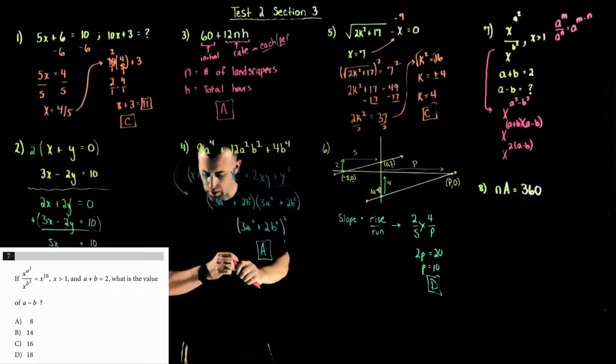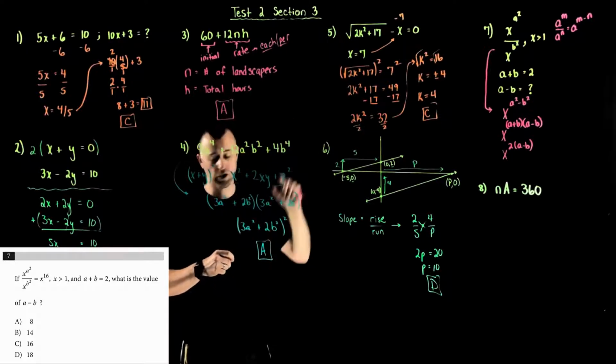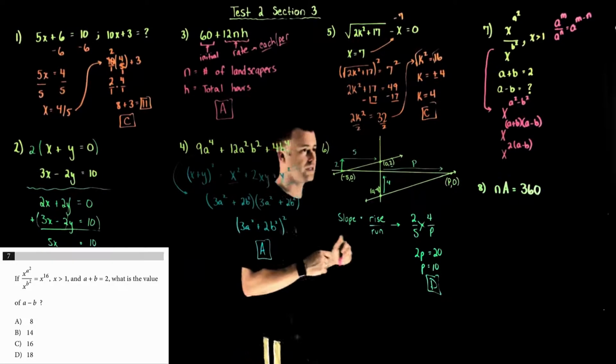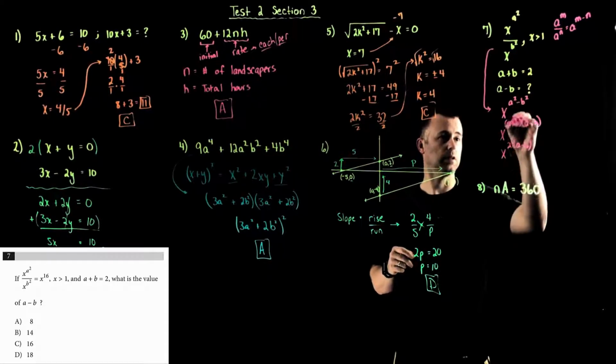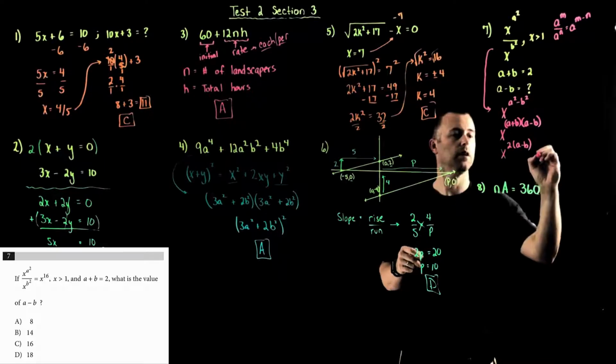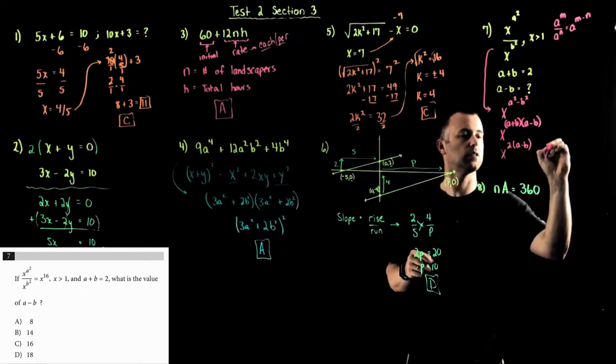So anyway, they're telling you all this just to get you to the point that this expression that you have is equal to x to the 16th. So this equals, and by the way, this is this, so I've simplified it. This equals x to the 16th.